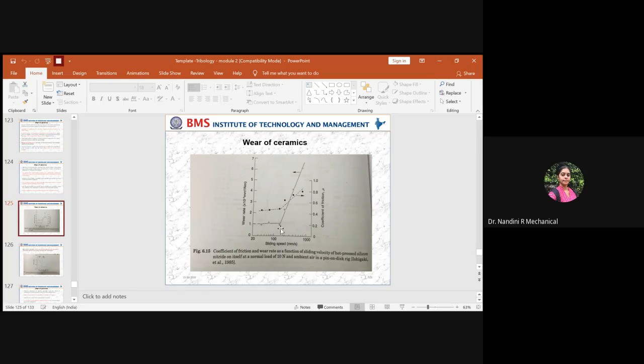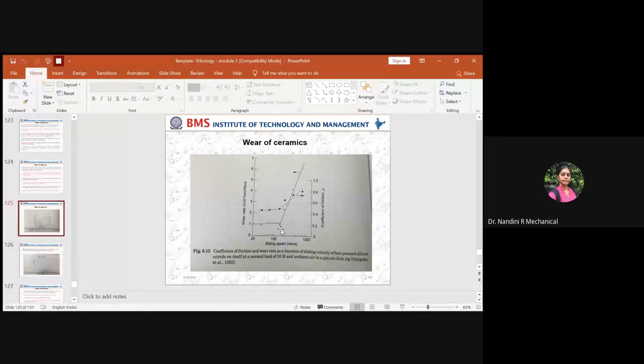Once it crossed 100 per second, the wear rate increased rapidly, and it even reached around 6 into 10 to the power of minus 6 cubic meters per Newton meter. So this was the wear rate. So if you plot the wear rate and the coefficient of friction for a particular material when it is tested experimentally, you can see which is the safest sliding speed for the components to be slid against each other.